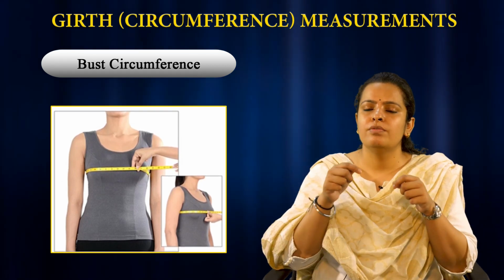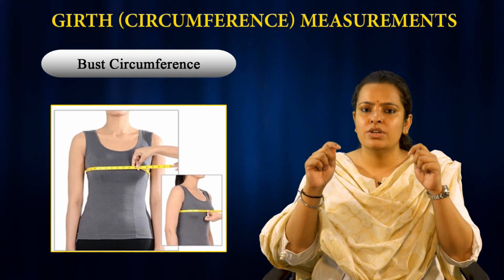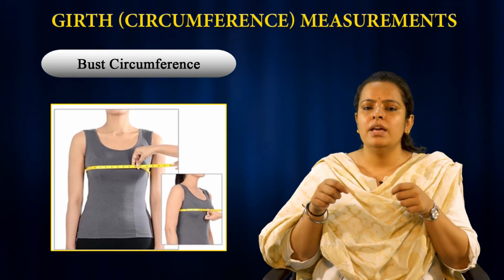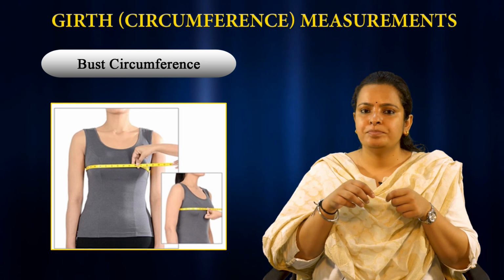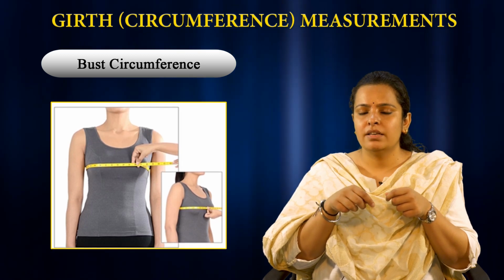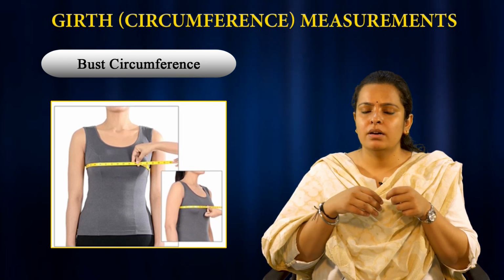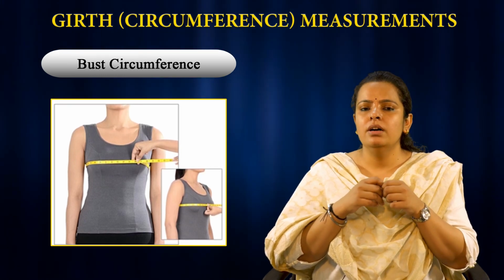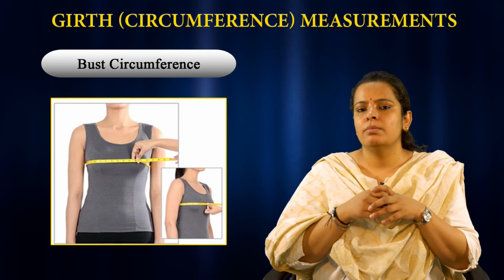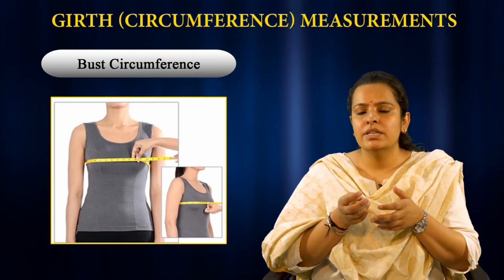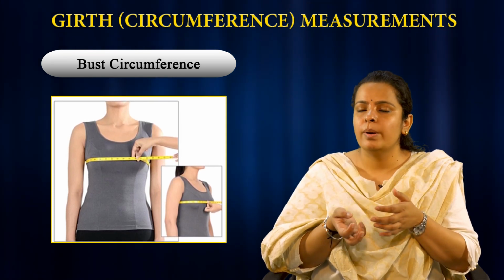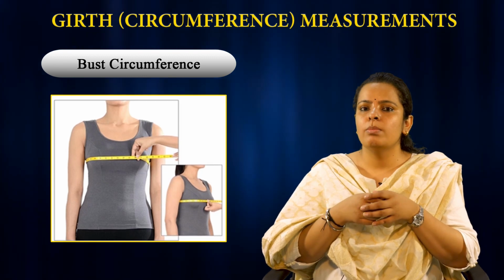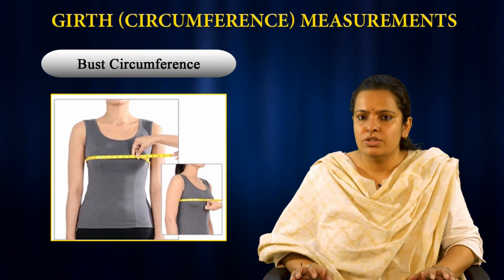We put the measuring tape from the back side of the body, keeping one end at the fullest part, at the apex point, and then we measure the circumference of the bust and note down the measurement we get. This is how bust circumference is measured.